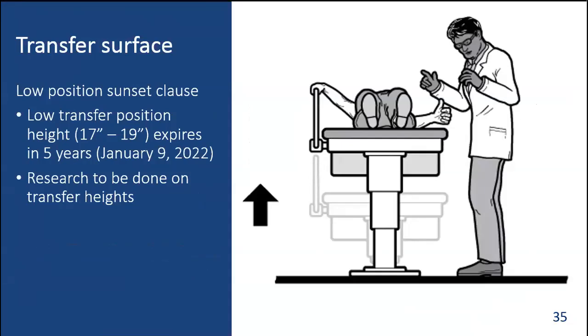The low position is set as a range between 17 inches to 19 inches because consensus could not be achieved on how low the equipment needed to go. This provision has a sunset clause which will expire on January 9th, 2022. Additional research is to be done on transfer heights to determine how low a transfer position needs to get and if it adversely affects individuals with disabilities if the low position is at 19 inches.